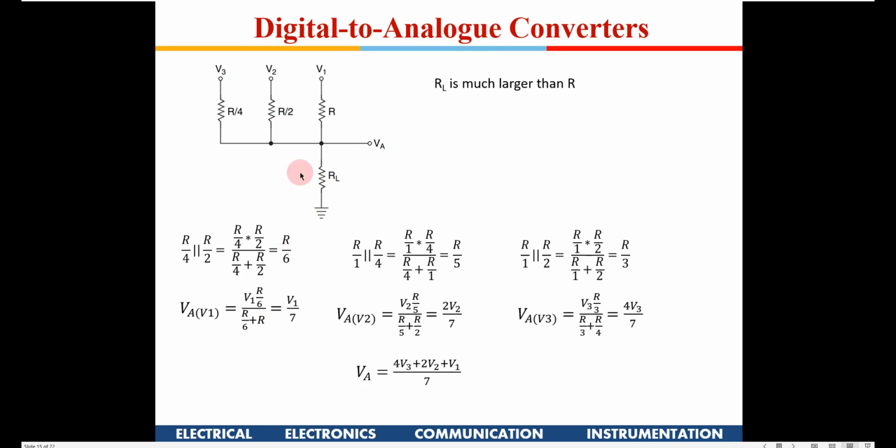Similarly, if I have to find the voltage because of V2, what do I do? I ground V1 and V3. So I have R and R by 4 now in parallel. If I take the parallel of R and R by 4, I will get R by 5. Again for V2, I take the voltage division rule. So I get R by 5 divided by R by 5 plus R by 2, this R by 2. So I get 2 V2 by 7. If I do the same thing for the third source, I will get the parallel resistance of R by 2 and R.